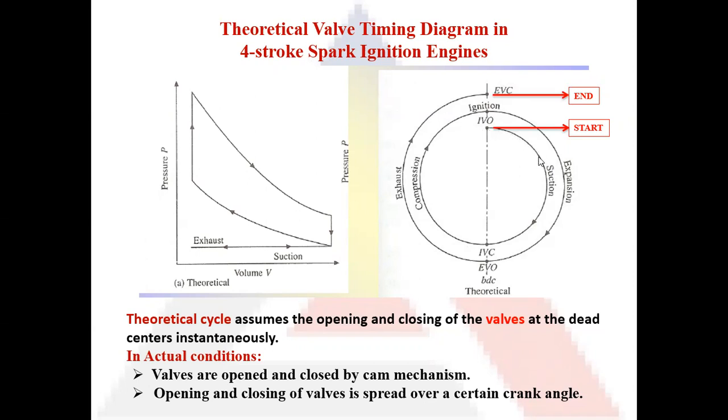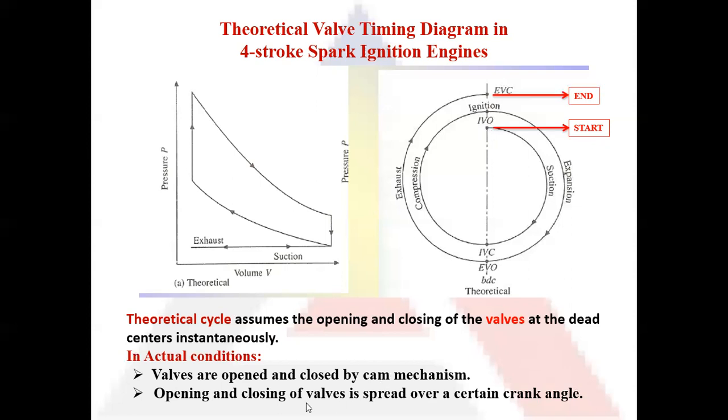So this means proper air or air-fuel mixture will not come inside the combustion chamber. Less air-fuel mixture will be there, so less power will be generated. So loss of energy will be there. So for the actual valve timing diagram, this point should be shifted somewhere. It should not be at the top dead center.